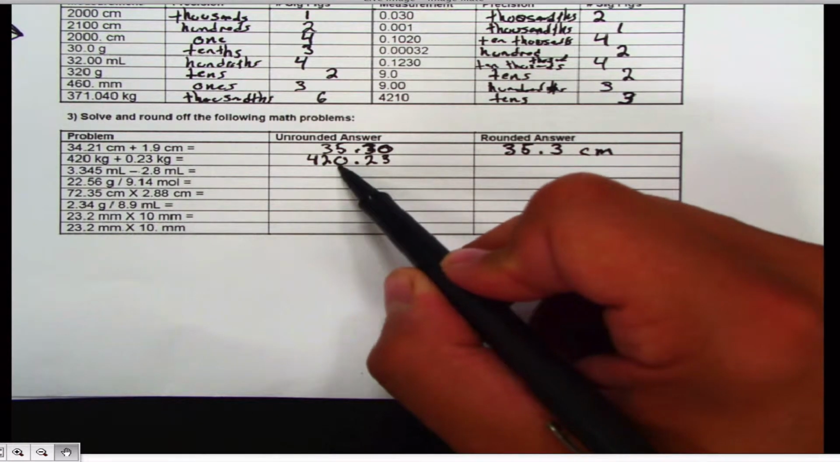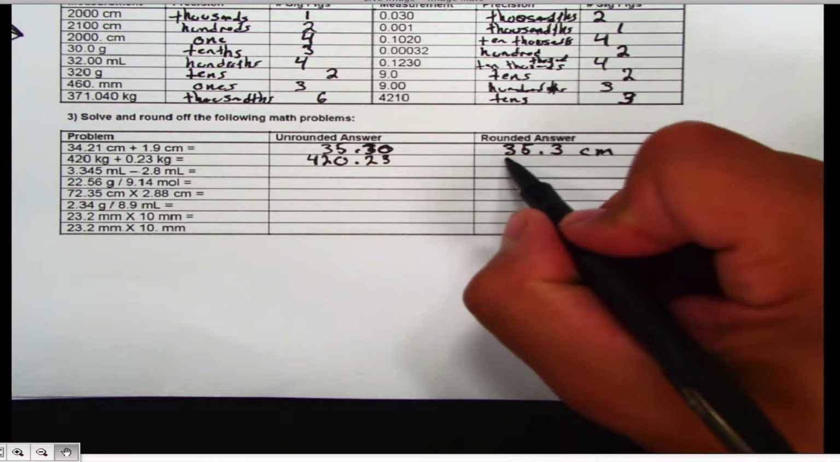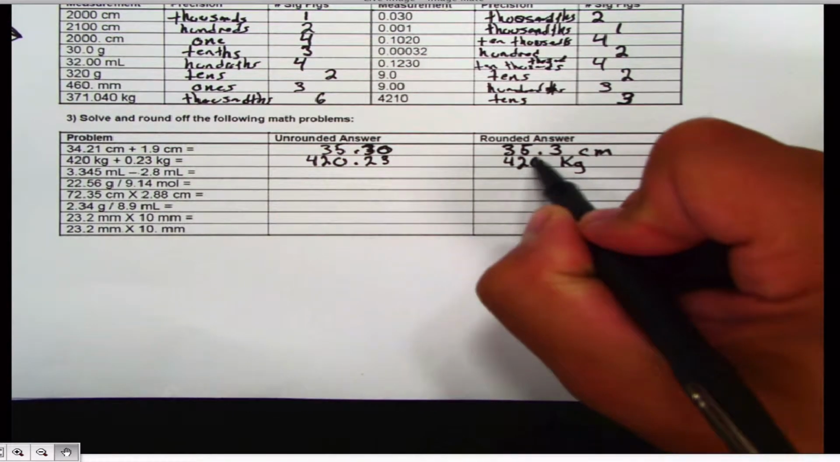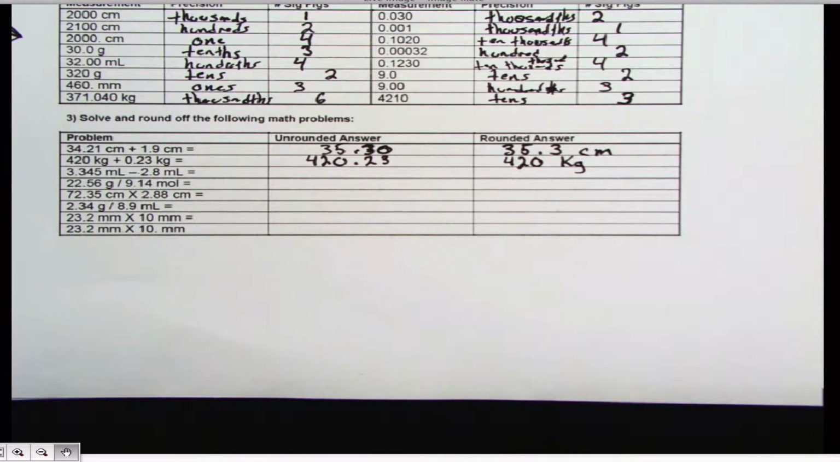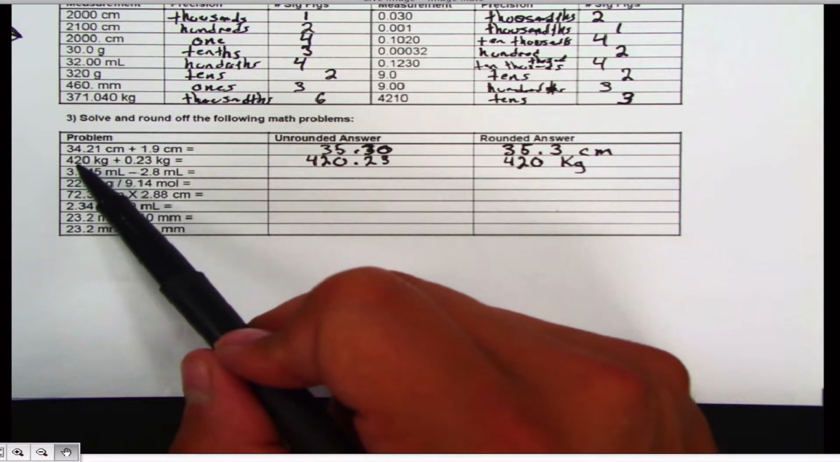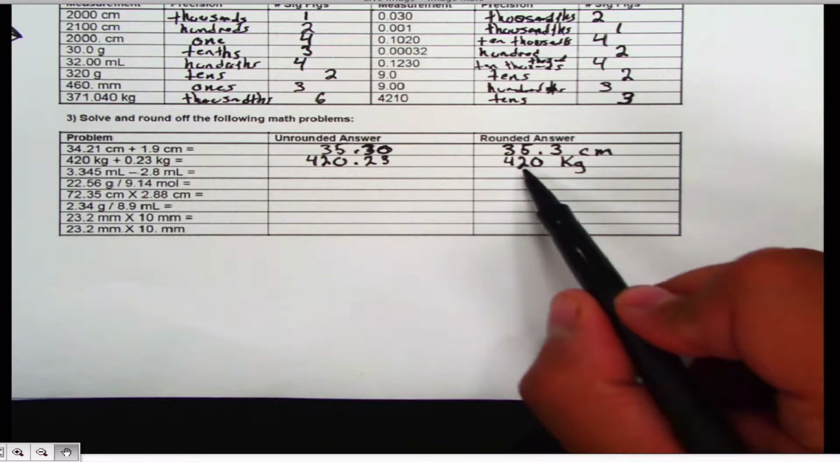So look at the 0 here. Nope, it still stays the same. It doesn't go up or down. So it's just going to be 420. Don't forget your label. This is kilograms. All right, so we round to 420. Why? Because this number is the least precise and it's measured to the tens. This number needs to be expressed to the tens.